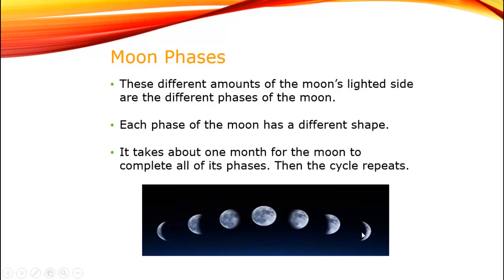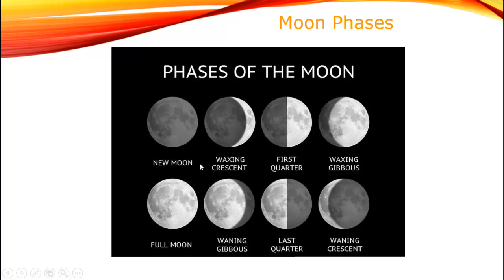Each phase of the moon has a different shape. It takes about 1 month for the moon to complete all of its phases, and then the cycle repeats again.